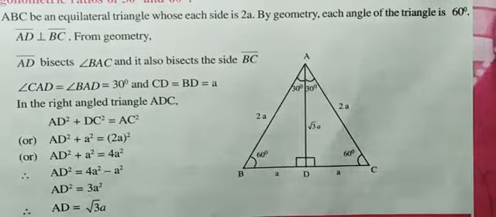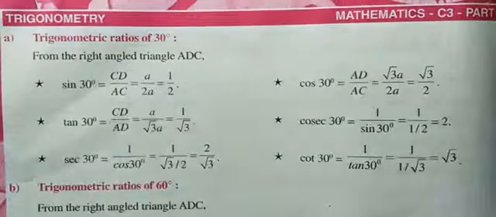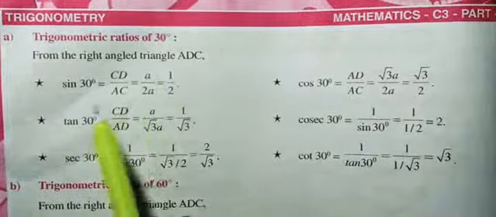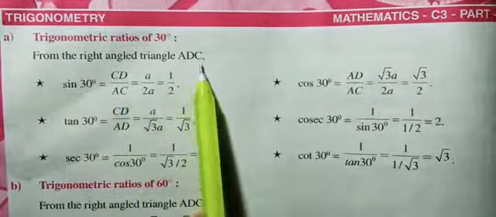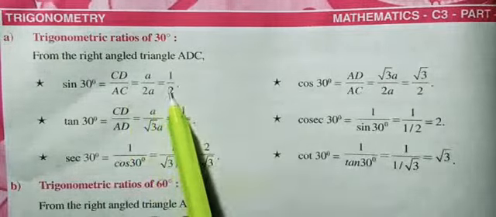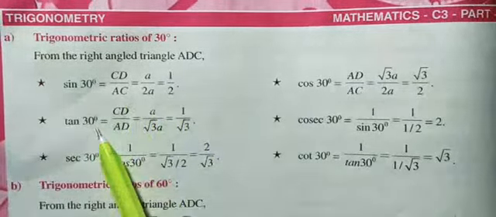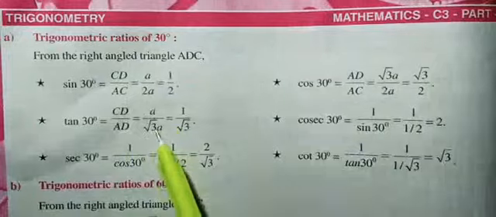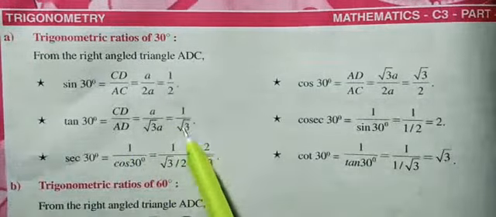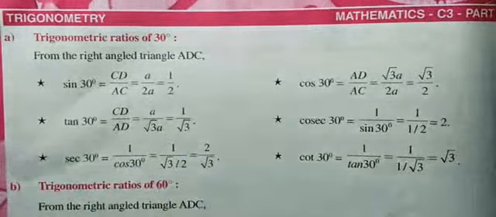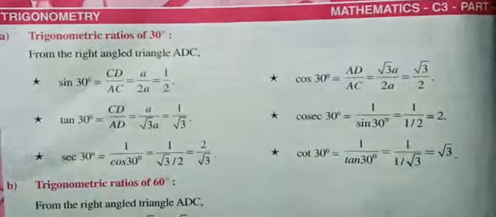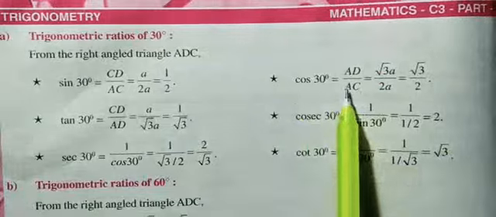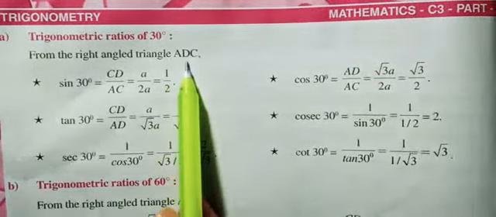So from here we have to find sin 30 degree. So sin 30 degree is equal to CD by AC from the triangle ADC. So that is A by 2A, that's equal to half. Next tan 30 is equal to CD by AD, that is A by root 3A is equal to 1 by root 3 from that figure, that equilateral triangle. Now cos 30 is equal to AD by AC, considering the triangle ADC.